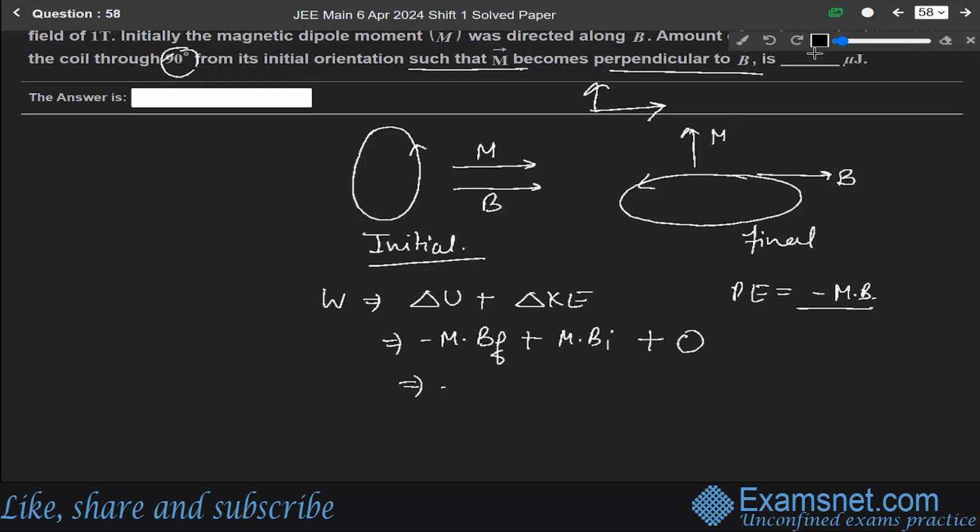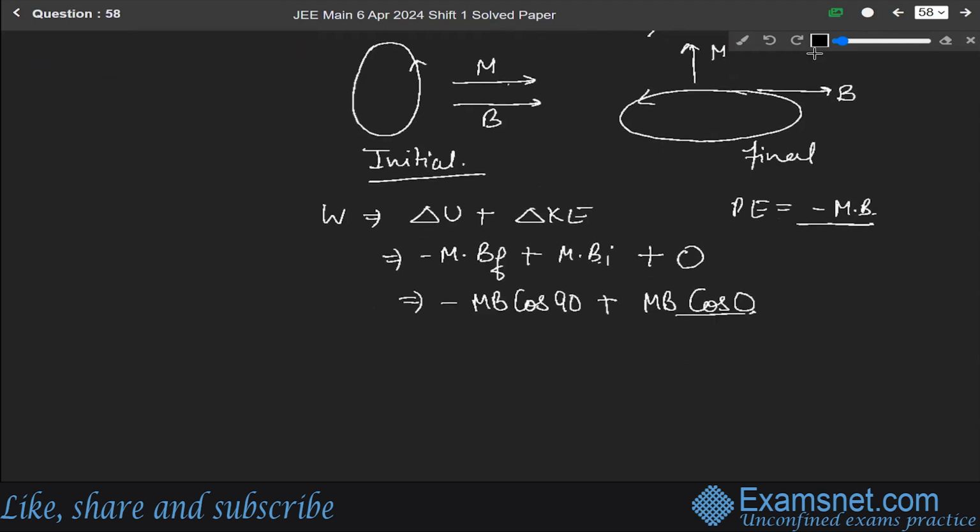So it will be equals to minus MB cos of 90 degree plus MB cos 0. We have written minus because of this formula, minus of M dot B, and we have written 90 degree because according to the question it is changing by 90 degree, and initially both are in the same direction, so we have taken theta as cos 0. Okay, so it will be MB only.